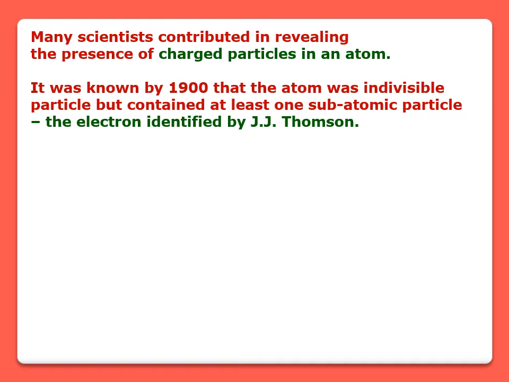In the starting of 1900, the atom was known as indivisible, but now you know atom is divisible and atom is made up of three subatomic particles, and those particles are electron, proton and neutron. But by 1900, it was known that atom is indivisible. It was suggested by John Dalton in his atomic theory. Okay, so it was J.J. Thomson who first discovered electron.